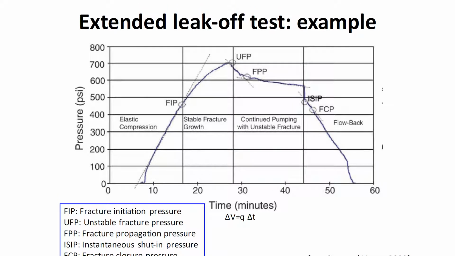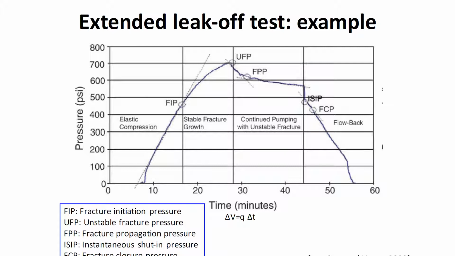This is an example of a real test. Some people may call it a little bit differently. Here they call it, instead of leak-off point, fracture initiation pressure, but the signature is more or less the same. You have a linear response, then you have a kink. The breakdown pressure, some other people call it the point of uncontrolled fracture propagation.